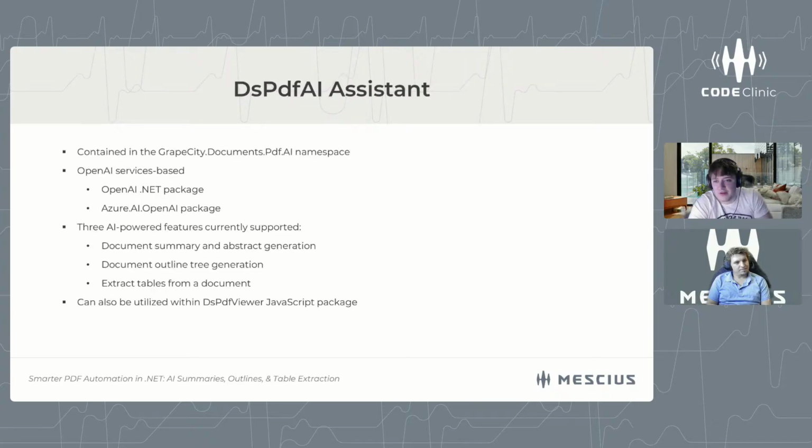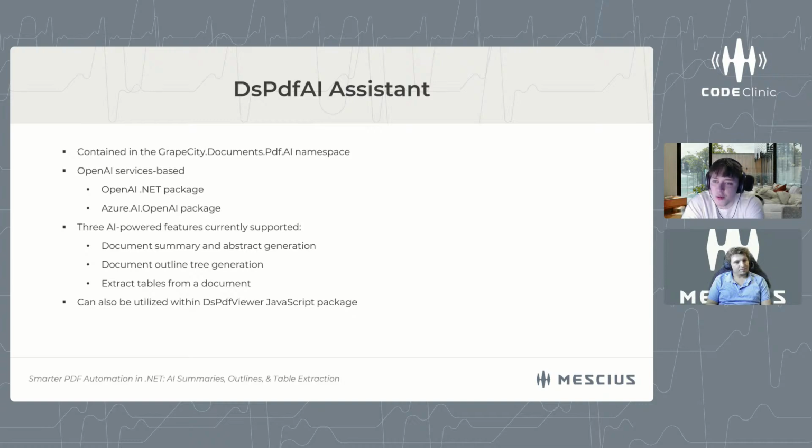So the DsPdfAI assistant, it is contained in the grapecity.documents.pdf.ai namespace. And for those of you who are familiar with us, Grape City used to be our previous company name before we were Meshius. So in order to not break anyone's code, we kept all of our namespaces as they previously were. That's why you'll see Grape City in some of our using statements as we present this later.